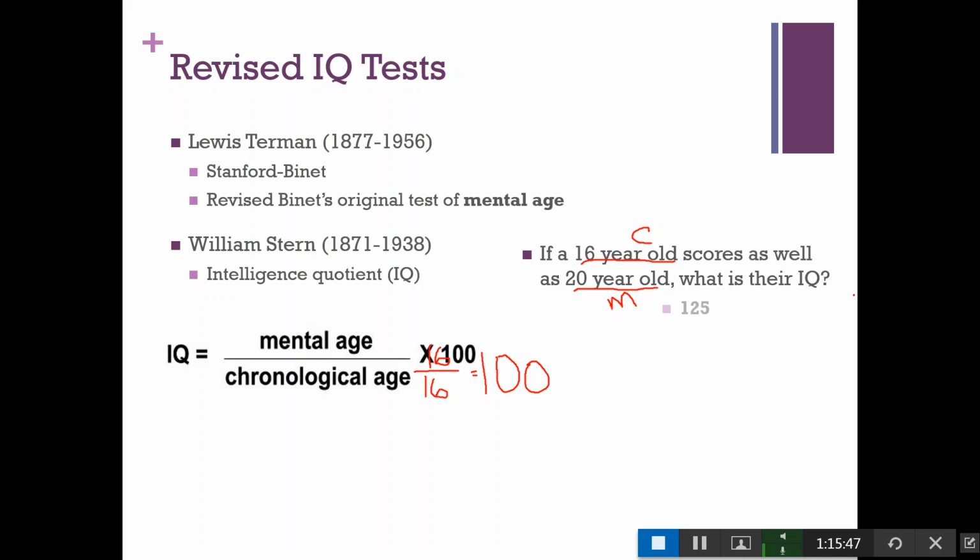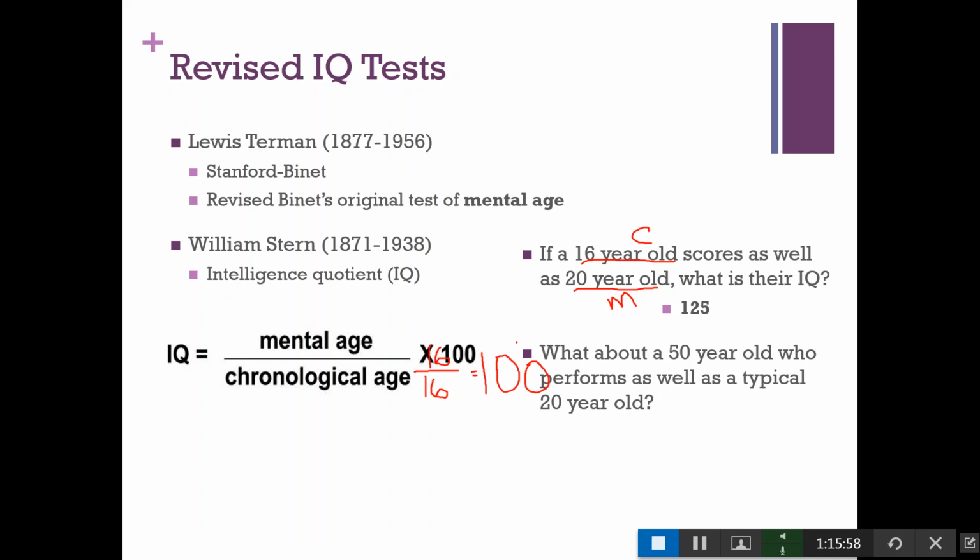Okay, are you ready for the answer? 125, right? Because you're dividing 16 into 20, multiplying that by 100, you get 125. Now, what about if a 50-year-old performs as well as a typical 20-year-old? So we've got chronological again, and we've got mental age again. Take some time to calculate this. Okay, so the answer is 40, right?